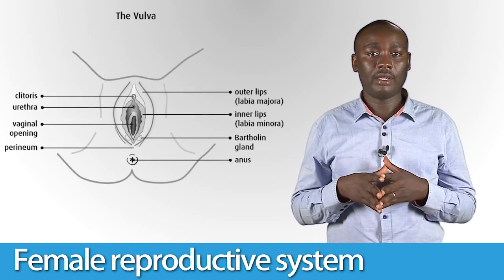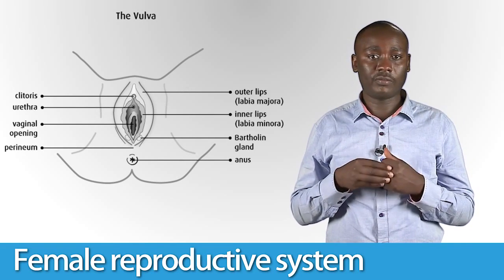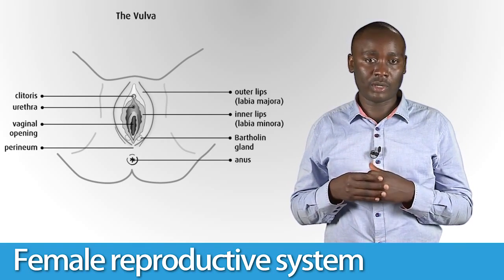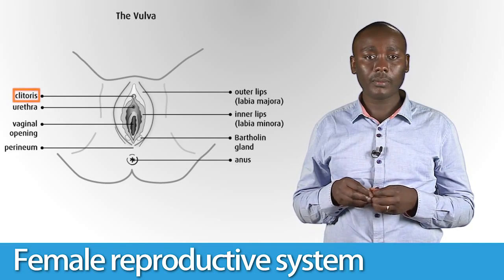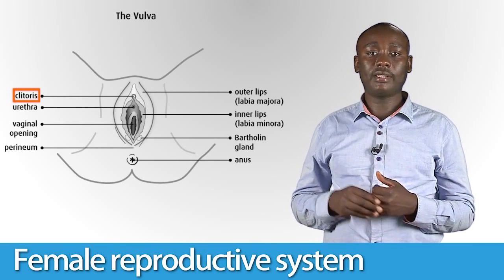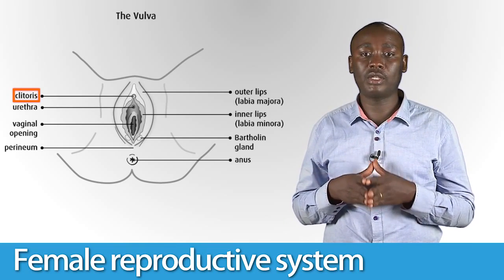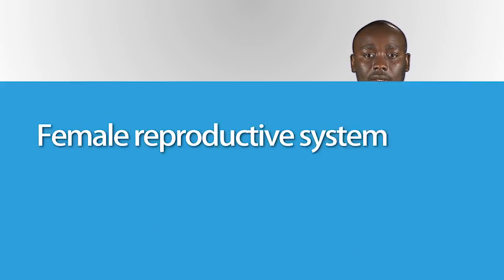The vulva. This is the outer folded skin at the entrance of the vagina. It is also called the labia majora and the labia minora, and it protects the internal organs. The clitoris. This is the female sex organ that becomes larger and firmer during sexual arousal. It is located above the urethra.